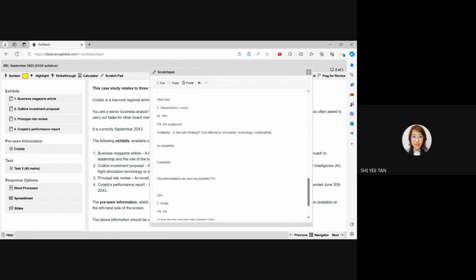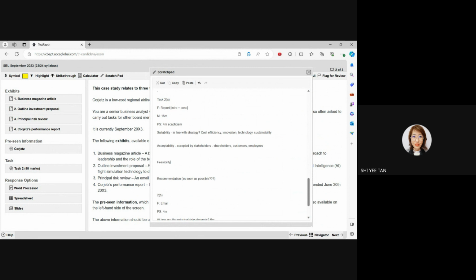Then acceptability means can it be accepted by stakeholders or not. In the Corjetz case study, who are the important stakeholders? Shareholders, customers, employees. I think these are the 3 most important groups of stakeholders that Corjetz has to take care of.